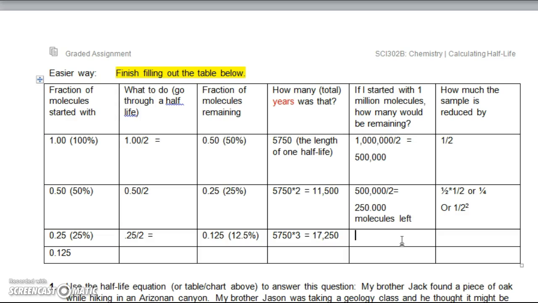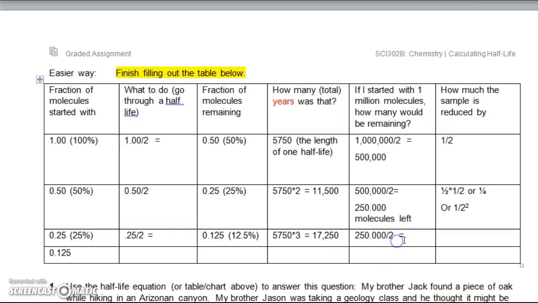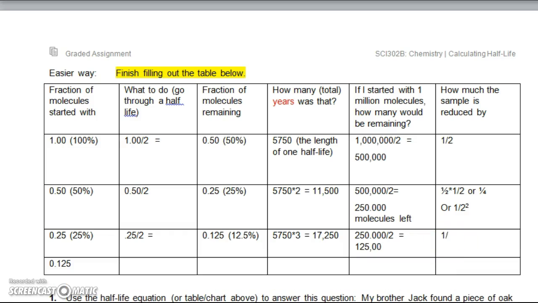All right, so now how many molecules are left? Well, we're at 250,000. We did another half-life. So how many are left? About 125,000. And now this one, we take 1/2 times 1/2 times 1/2 and put that in your calculator. What do you get? You get 1/8. So 1/8 as much as what we started with. All right, let's do it again.